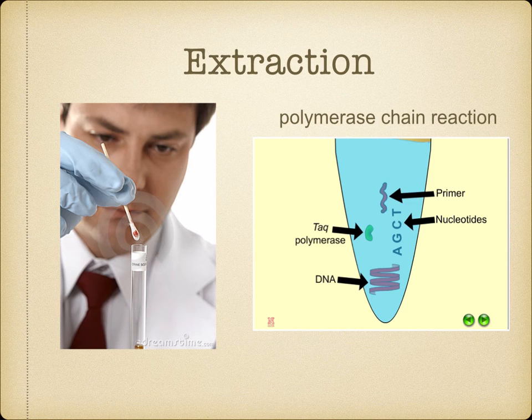Even the smallest sample of animal tissue, for example a drop of blood or a hair root, is enough to give a genetic fingerprint. Whatever the sample, the first stage is to extract the DNA by separating it from the rest of the cell. You then amplify this DNA using the polymerase chain reaction, which we've discussed in the last topic.